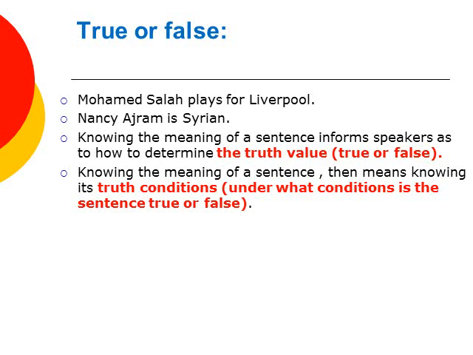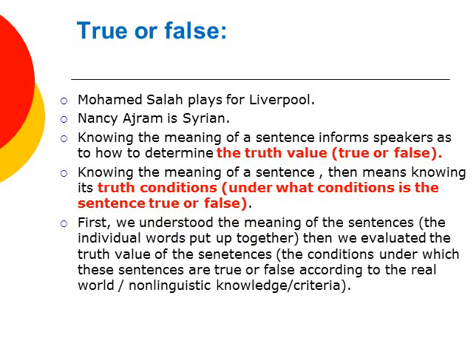Now, how did you come up with this conclusion that the first sentence is true while the second sentence is false? First, we understood the meaning of the sentences, like the meaning of the individual words put together. So we know what plays means, we know who Mohamed Salah is, we know what Liverpool is, and so on. Then we evaluated the truth value of the sentences, which means that we evaluated the conditions under which these sentences are true or false according to the real world or according to some background non-linguistic knowledge or criteria that we already have.